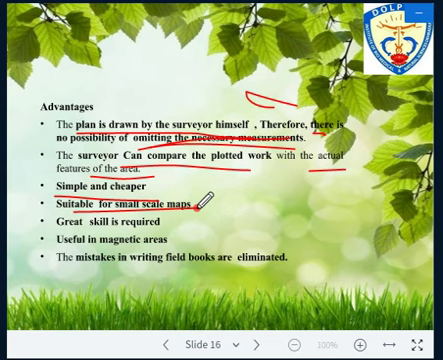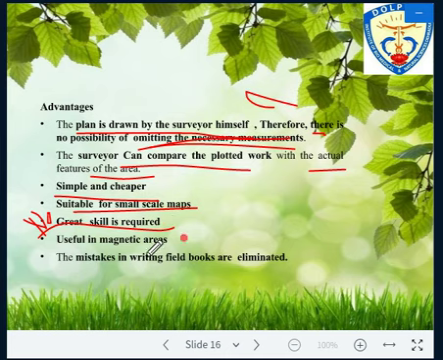Since you are drawing those features which are visible, and which are easily visible, you are not supposed to take those features which are some 3-5 kilometers away, which is very difficult to visualize from the survey station. That's why it is suitable for small scale maps, right? Here again I missed one point: no great skill is required. Basic knowledge is required to do this plane table survey. So no great skill is required there.